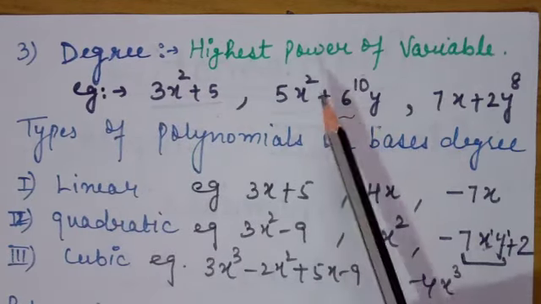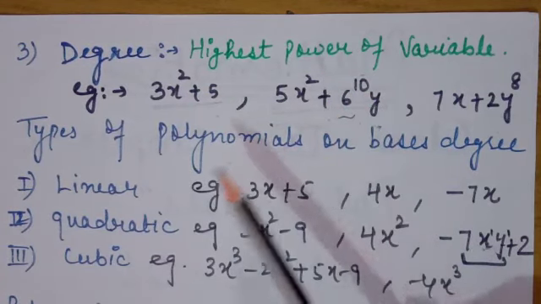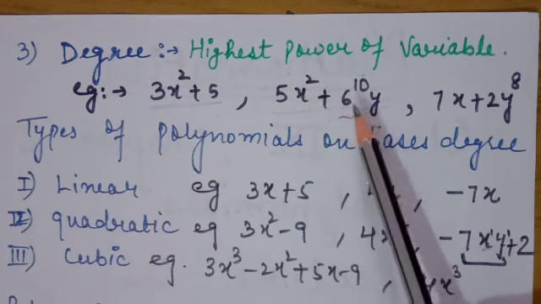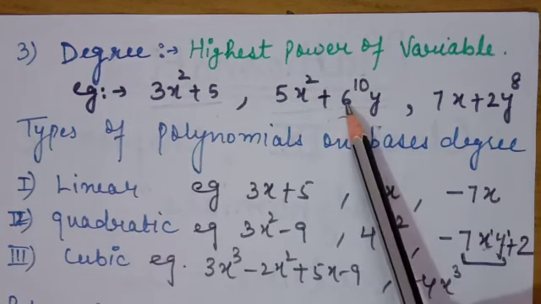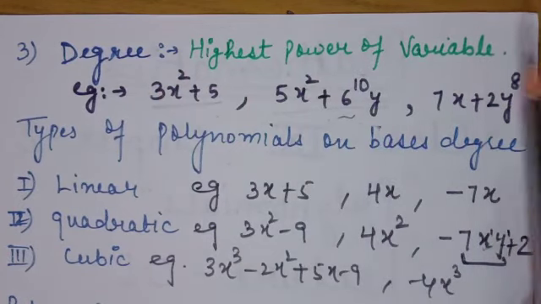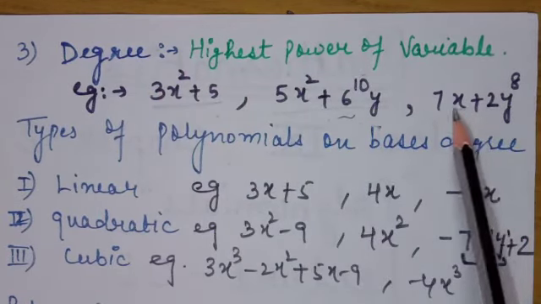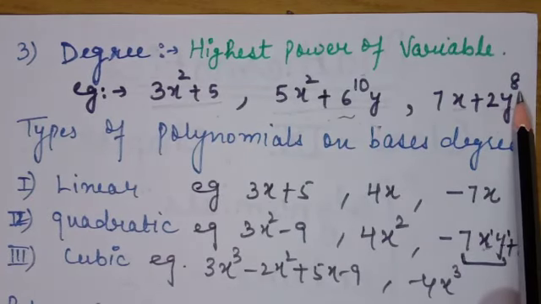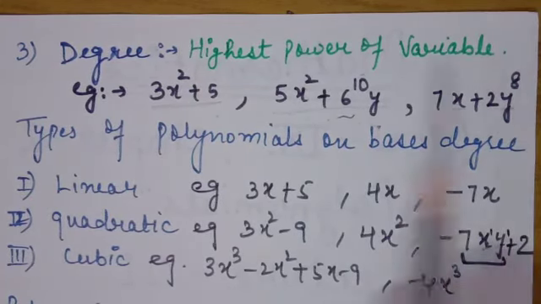Here we have two powers, 2 and 10. So what is the degree of the expression? 2 is the degree of the expression, because 6 is a constant number and the degree means the highest power of the variable. Similarly here we have two variables. So what is the degree of the polynomial? The highest power. It means 8 is the degree of the polynomial.